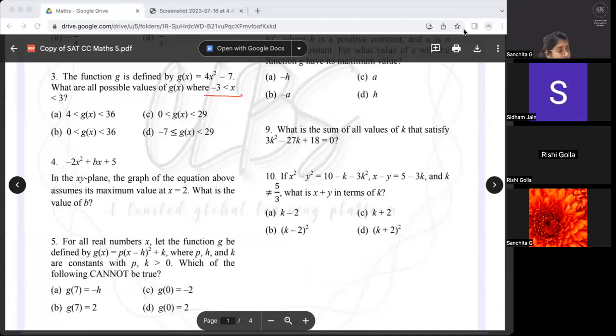Now you said that you are taking -2. -2 also should work. Let's say 4 times (-2) whole squared minus 7. What am I getting my answer as? 2 twos are 4, and 4 times 4 is 16. 16 minus 7. Mom, you're getting 16 minus 7. Yes. 16 minus 7 is how much?